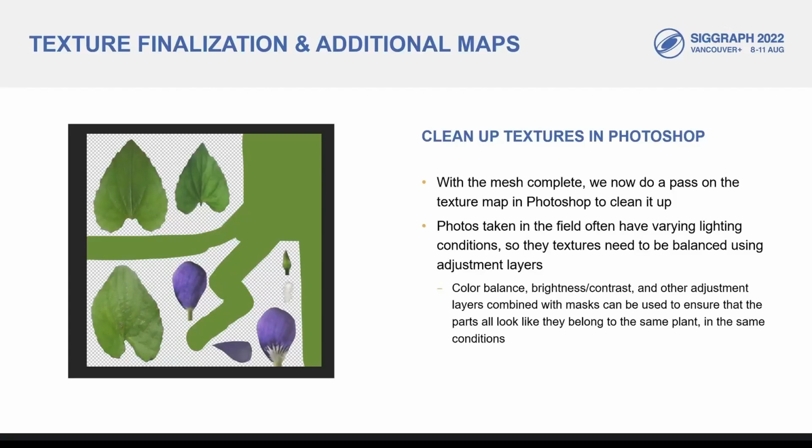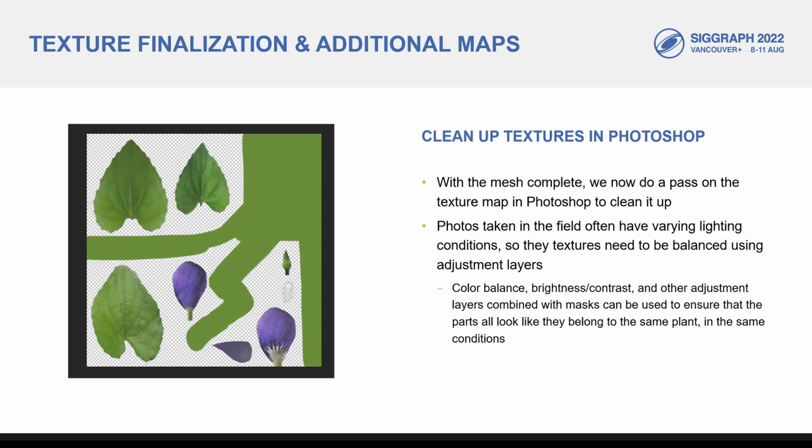Before we begin moving on with updates to our texture sheet, we just want to do one more pass to make sure they're totally cleaned up. We want to remove any artifacts and make sure we do a color balance pass to make sure all of the different parts of the plant look like they actually came from the same plant.